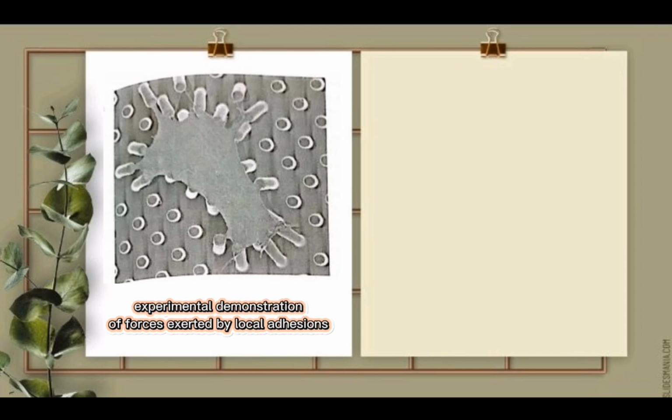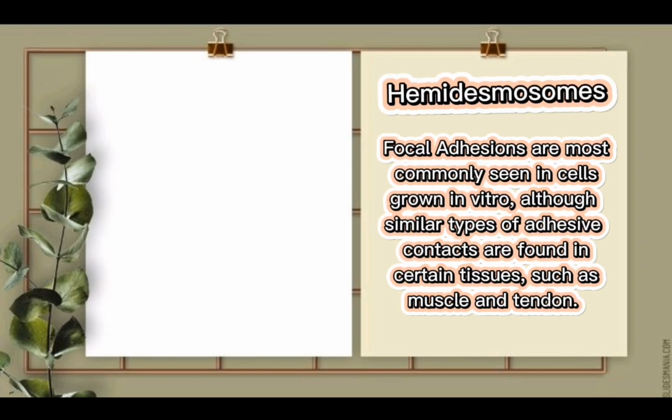So the attached cell is seen deflecting the position of the muscle pole. The degree of movement of a particular pole reflects the magnitude of the traction forces exerted by the cell on that pole. Okay, so we have here the hemidesmosomes.